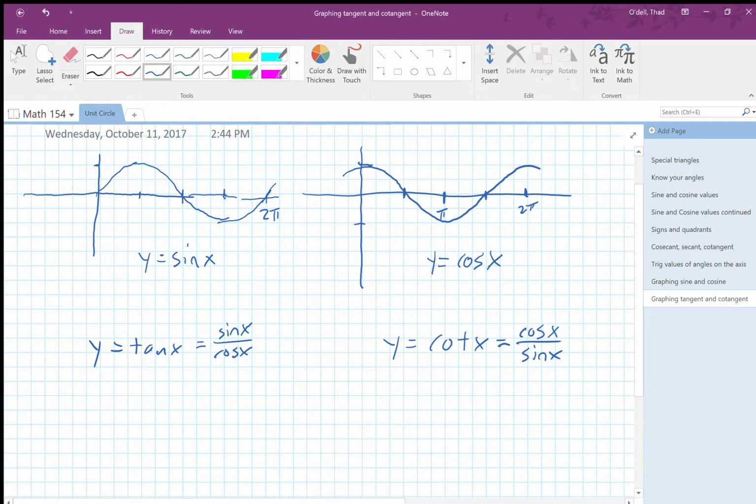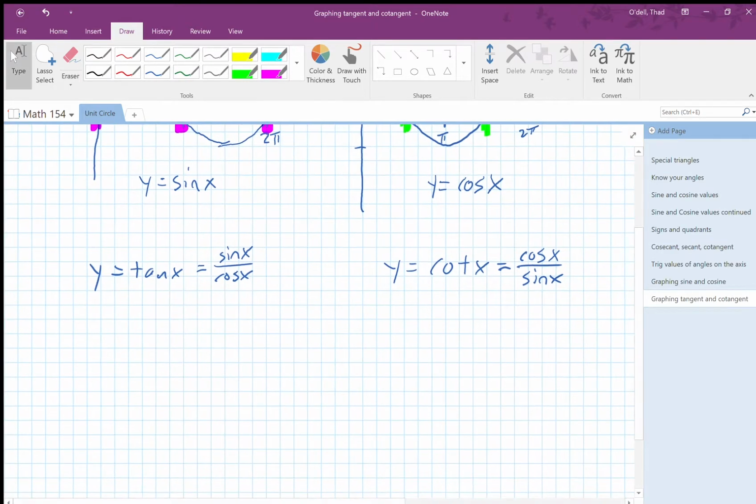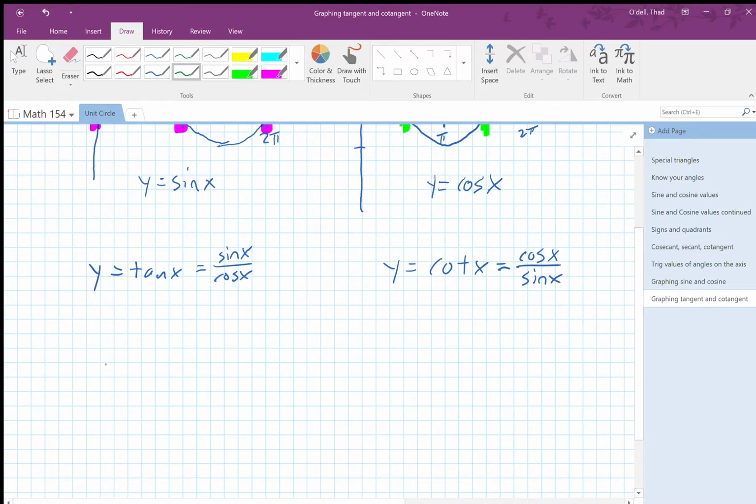So that means every place that cosine is 0, which would be there and there, we're going to have undefined. And every place that sine is 0, tangent is going to be equal to 0. Okay? So let's go ahead and draw a picture of that.